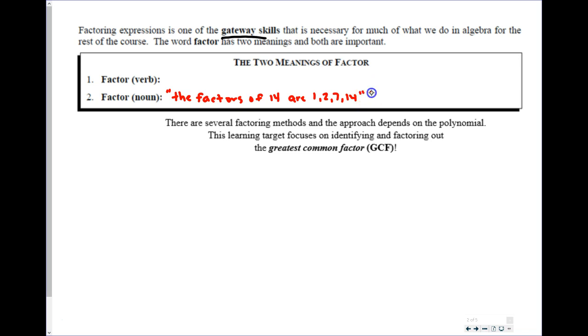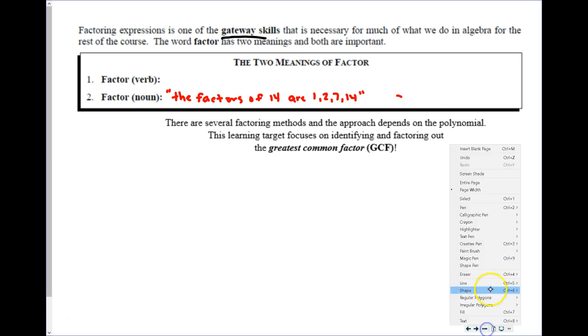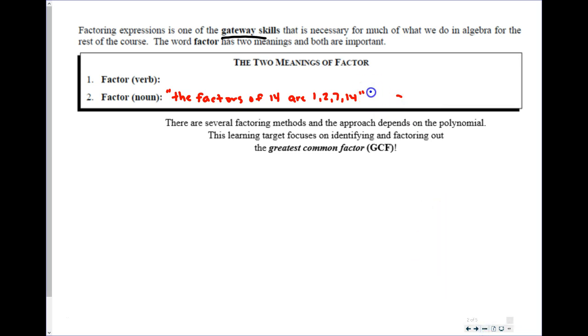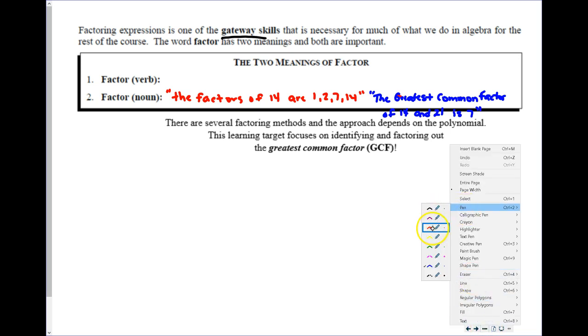I could also say something like, hold on, sorry, let me get a different color here. I could say something like, the greatest common factor of 14 and 21 is 7, right? Because 7 is the highest number that goes into both of them. So there I'm using the word factors as nouns. So we're going to start learning how to use it as a verb.